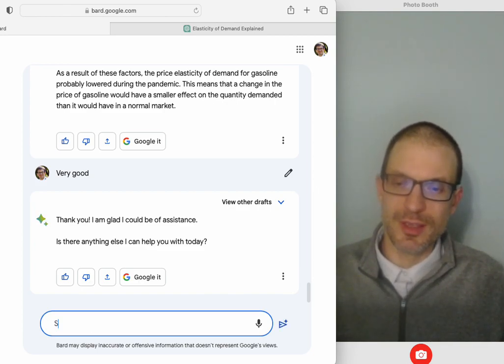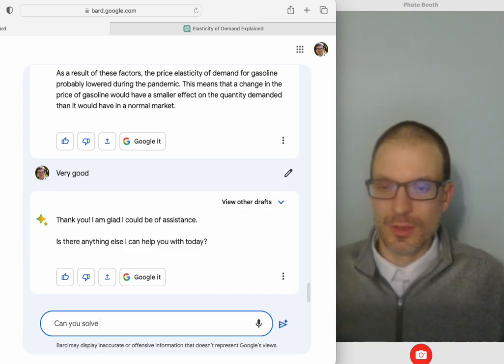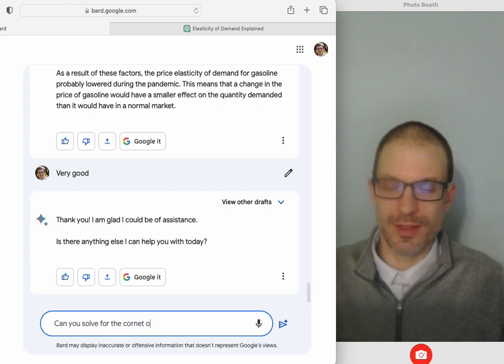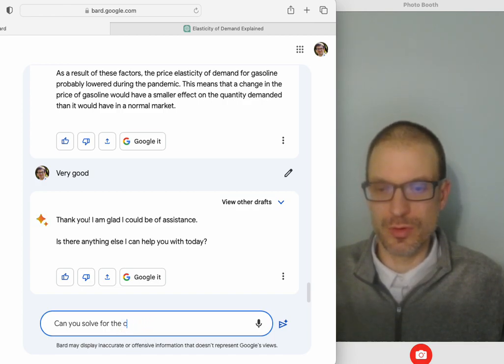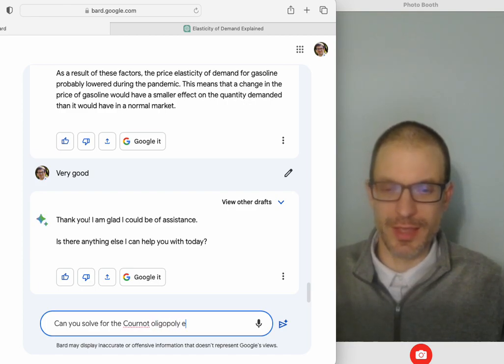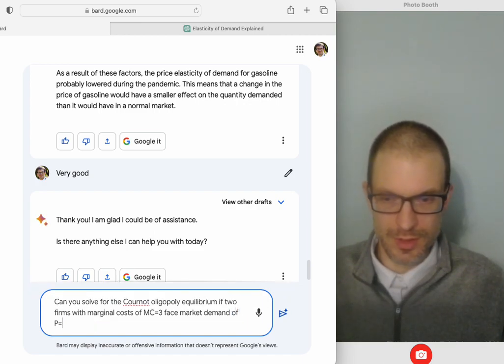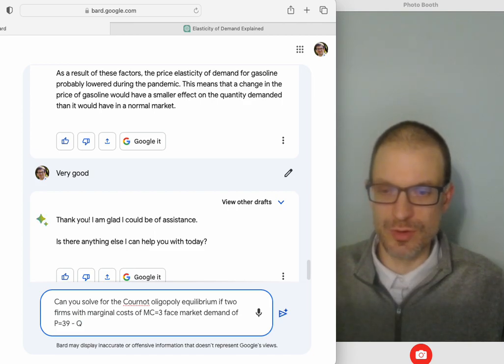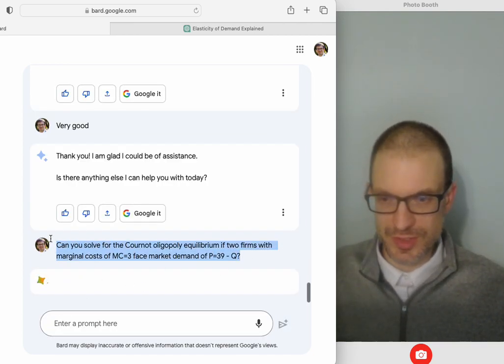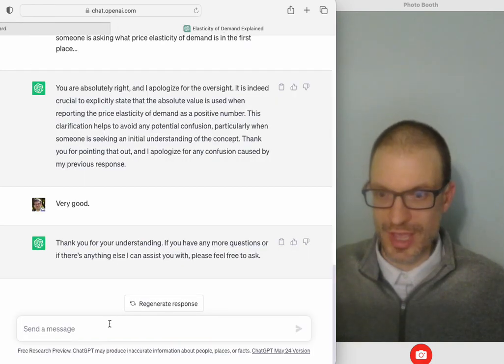So let me see. Can you solve for the Cournot oligopoly equilibrium if two firms with marginal costs of MC equals 3 face market demand of price equals 39 minus Q? And let me just give the exact same phrasing to ChatGPT.